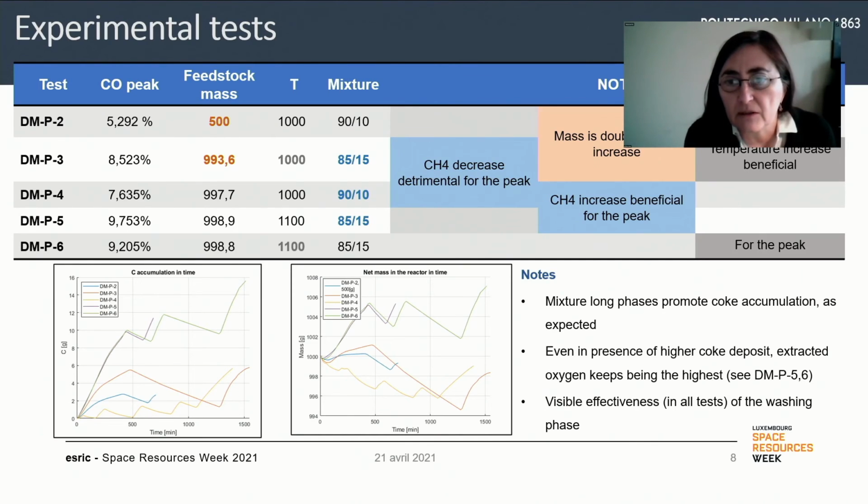So, a bit of detail on the sensitivity analysis done. Of course, this is the same table as before, just focusing on the tests that are reported at the very left, in which we focus on one parameter at a time: changing the mixture, changing the temperature, and then the mass.